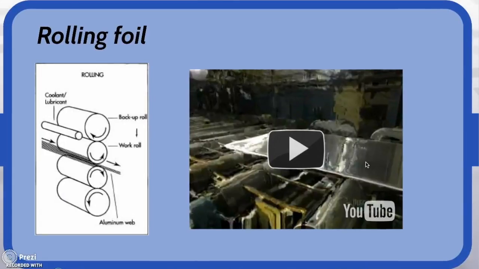Now about the rolling process. After the foil stock was made, it must be reduced in thickness to make the foil. This is accomplished in a rolling mill, where the material is passed several times through metal rolls called work rolls.